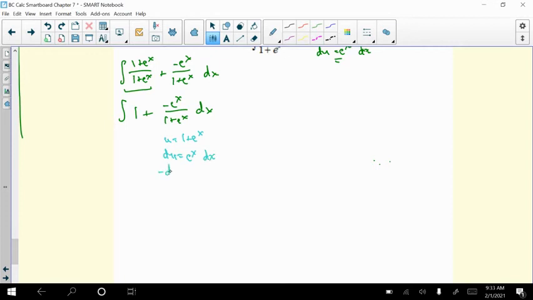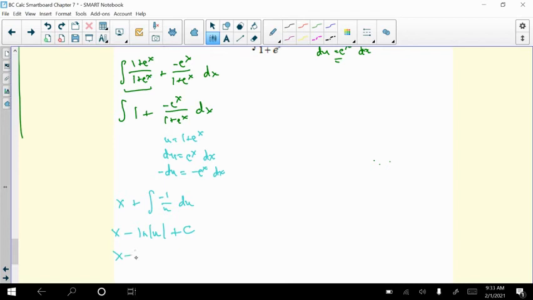So negative du is equal to negative e to the x dx. So integrating 1 is just x, right? And then this will be plus the antiderivative of, what is that, negative 1 over u, du. And that's just natural log. So we have x minus, from that negative 1, natural log of u plus c.